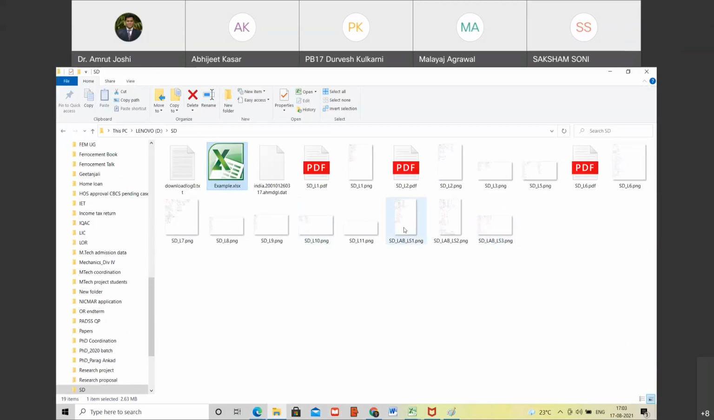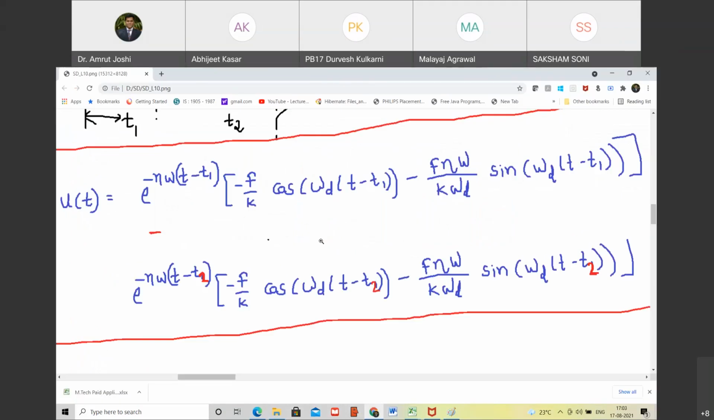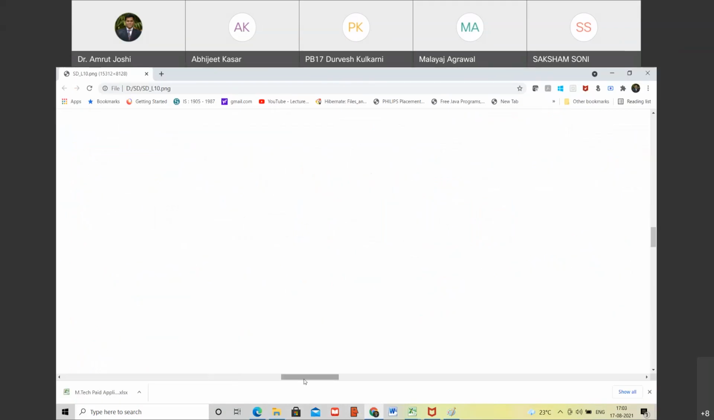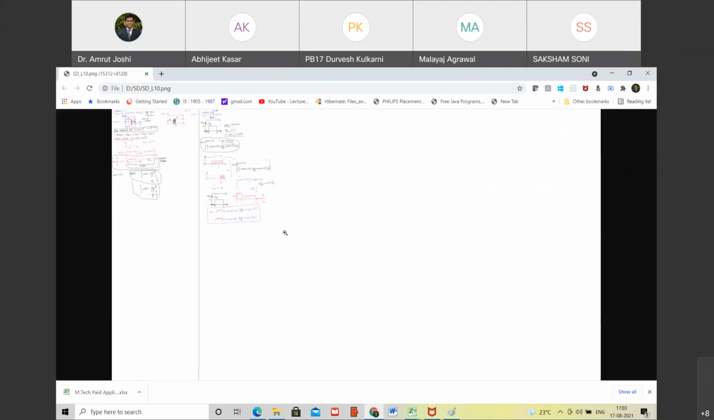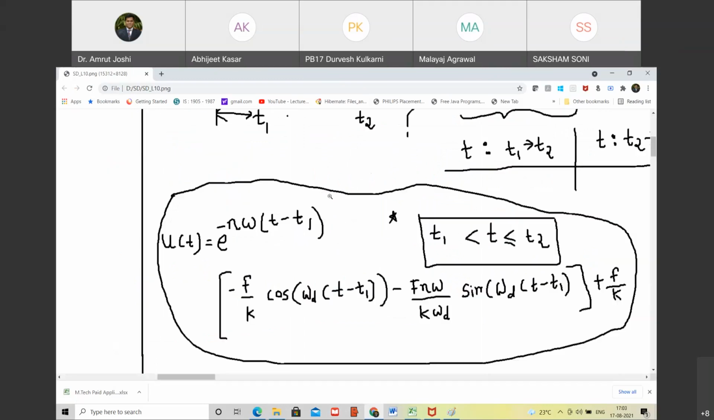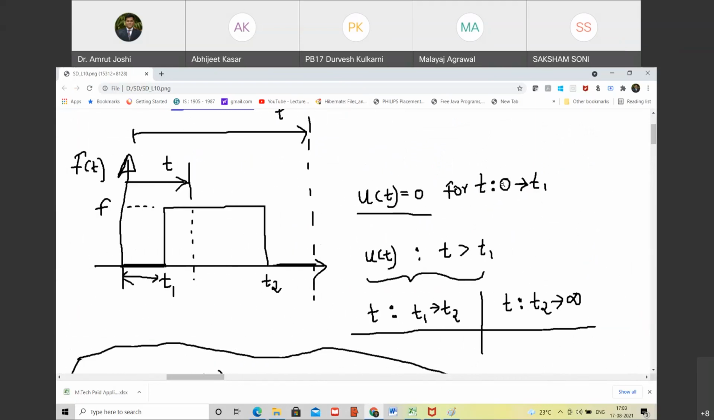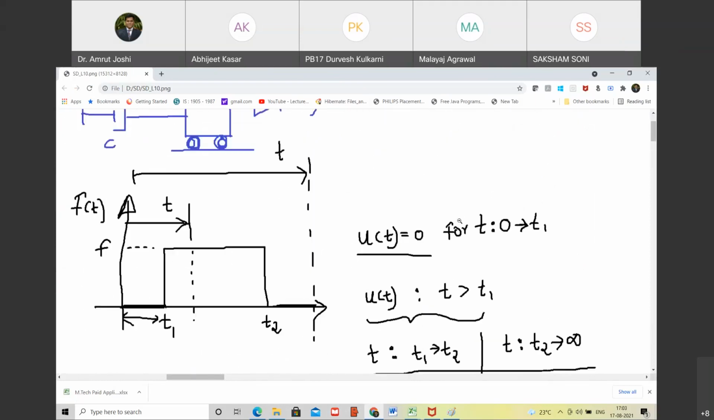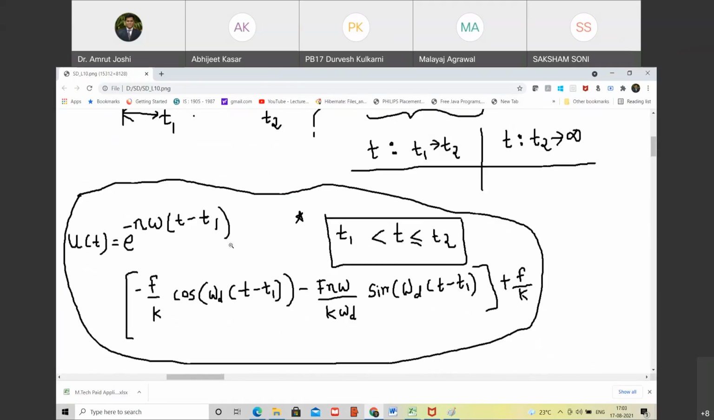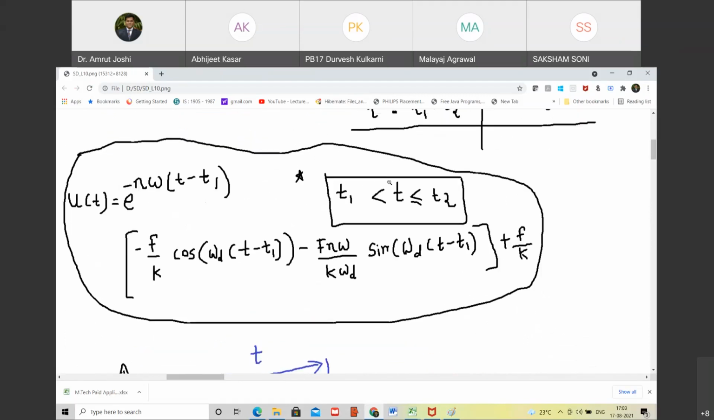Let me open that here. Yes, just a second. So if you look at this correctly, we have 3 responses: from 0 to T1, then T1 to T2, and T2 to infinity. From 0 to T1, the response is 0. Then from T1 to T2, this is the response.